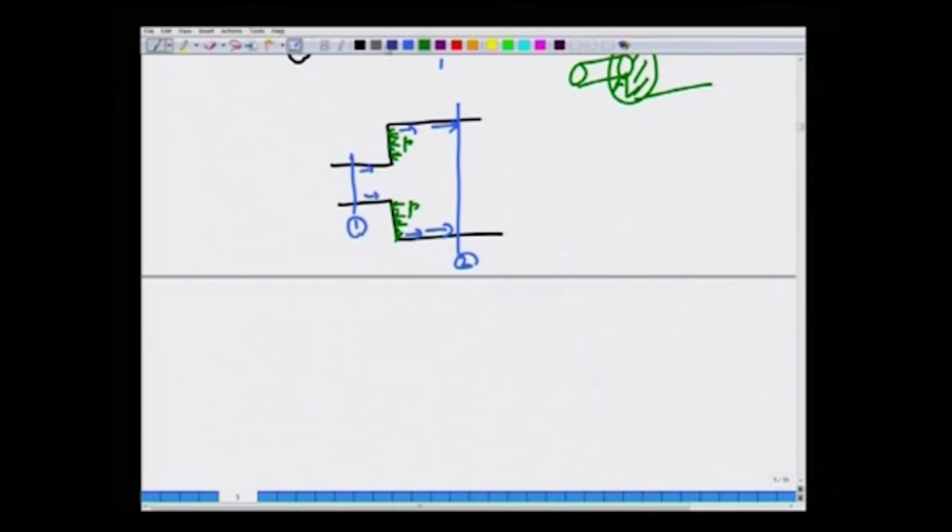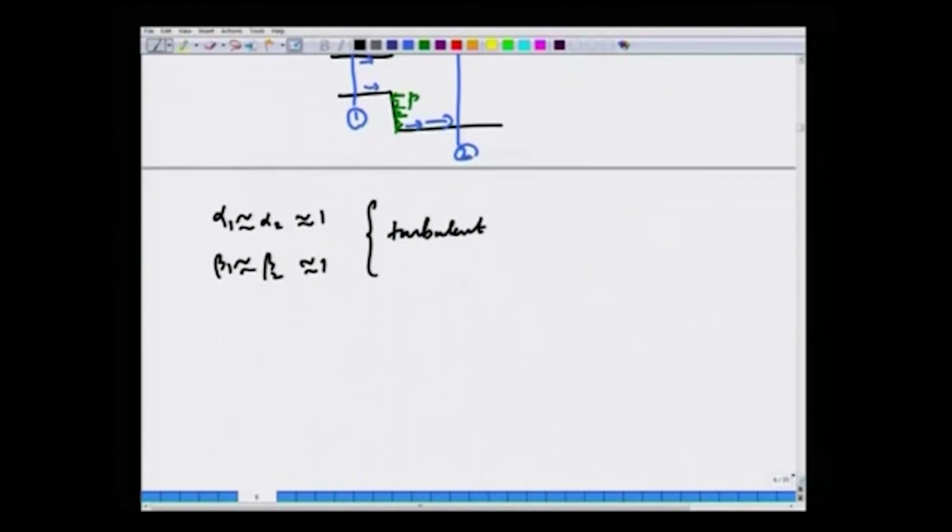Now, let us use the assumptions that alpha 1 is alpha 2, approximately 1, and beta 1 is beta 2, approximately 1. Essentially, we are saying let us assume that the flow is in the turbulent regime, just to keep the flow reasonably uniform. So, you have A1 V1 is A2 V2. This is mass conservation for an incompressible fluid. This is equation number 1.